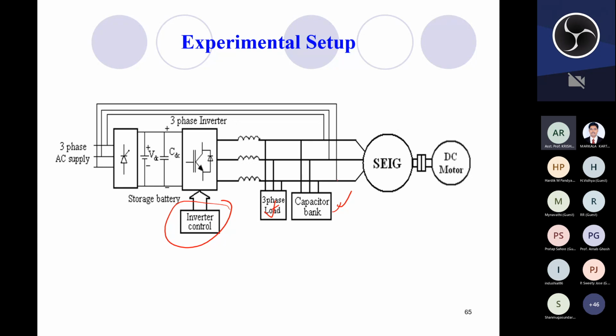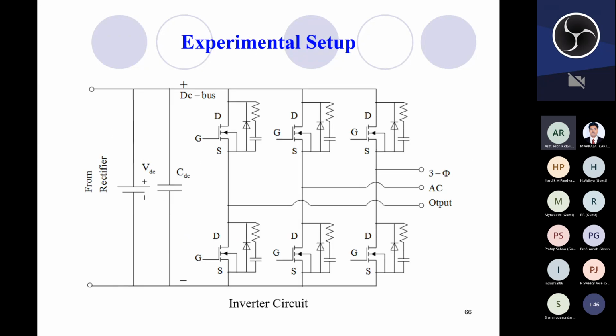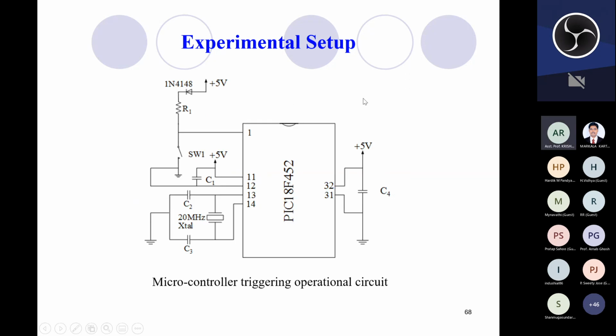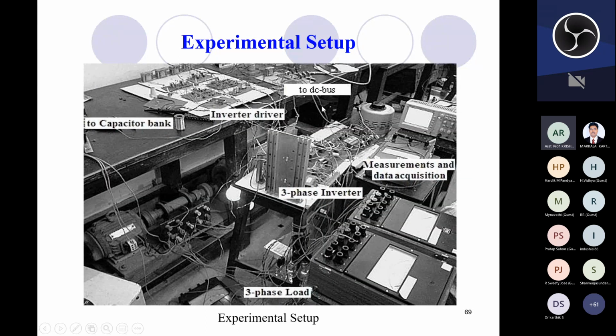And here the voltage is fed back to the rectifier to create the DC link voltage for the inverter. This is the inverter circuit used for the experimental purpose. This is the gate pulse driver, and this is the microcontroller for triggering the operational circuit, and this is the experimental setup I have used.